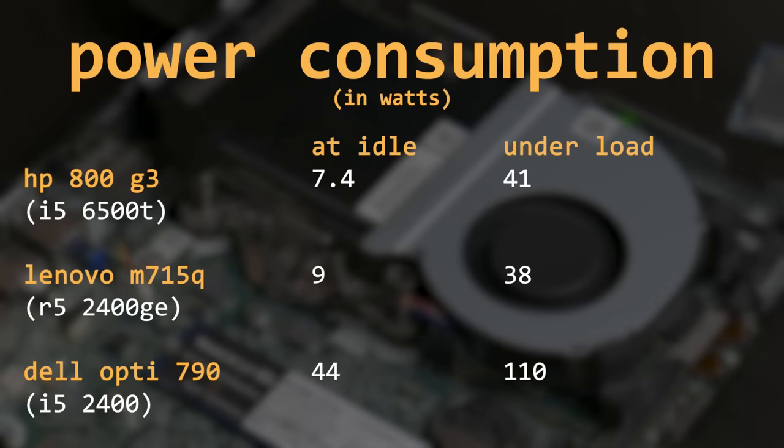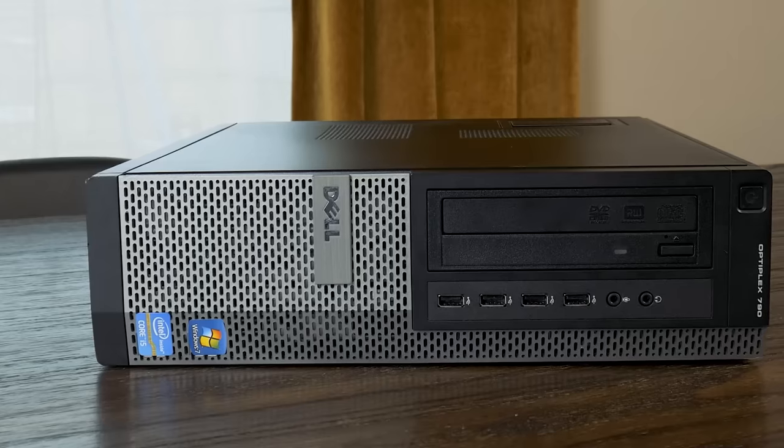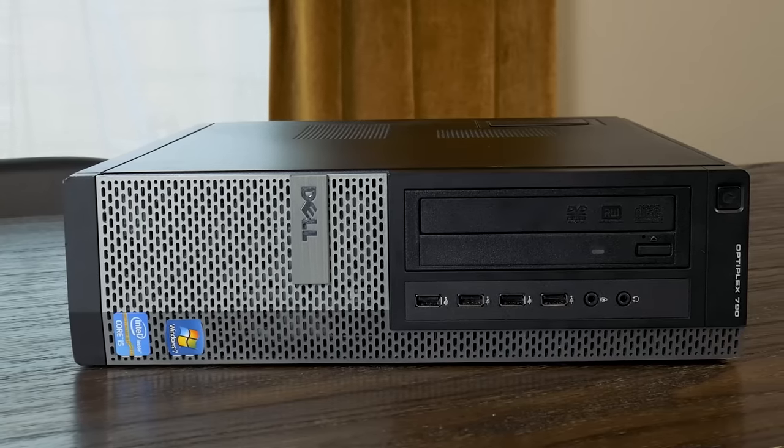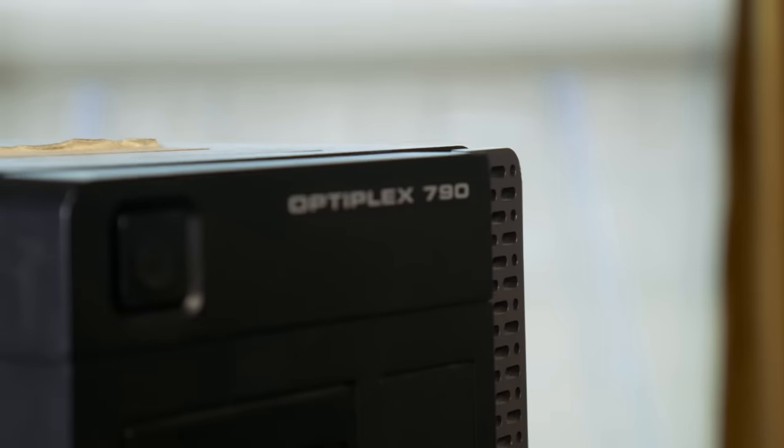I tested power draw from the wall while idling at the desktop, as well as when running Cinebench R23, and you can see that the EliteDesk managed to only draw 7.5 watts at idle, but did jump up to just over 40 watts under load. Granted, that's still less than the idle power draw of the older Dell Optiplex that it beat out in all three benchmarks.